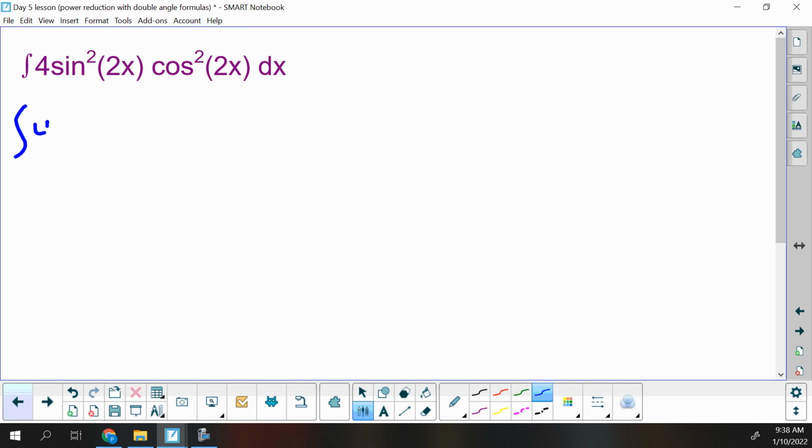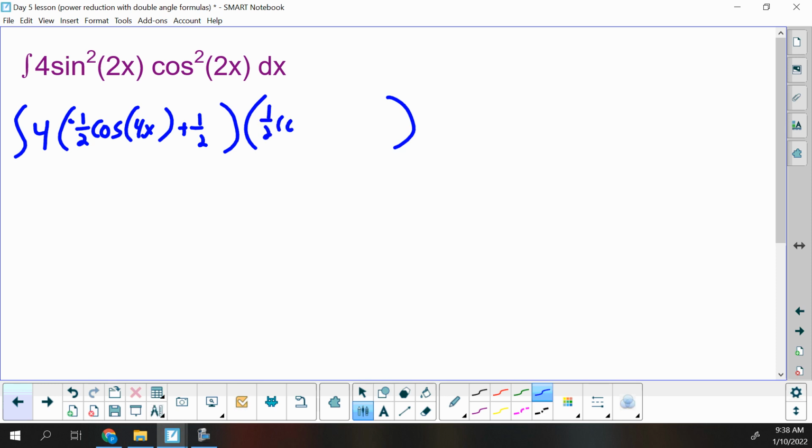So we're going to have 4. We can replace the sine squared 2x. Remember, sine has the negative 1/2 in front. So we have negative 1/2 cos. Well, notice it was 2x to start out, so the inside here should get doubled. So we're going to have 4x now, and plus a half. And the cos squared will become that, but with the positive 1/2 in front. And then our dx.